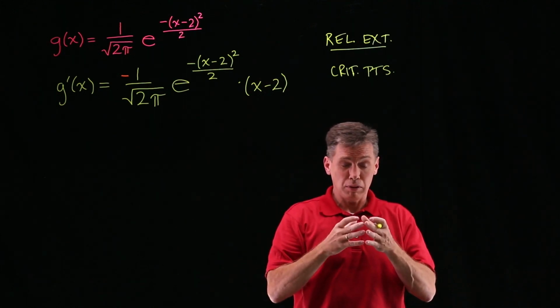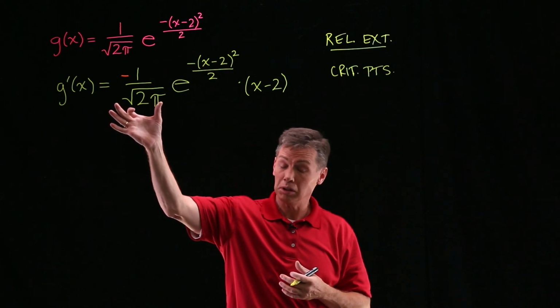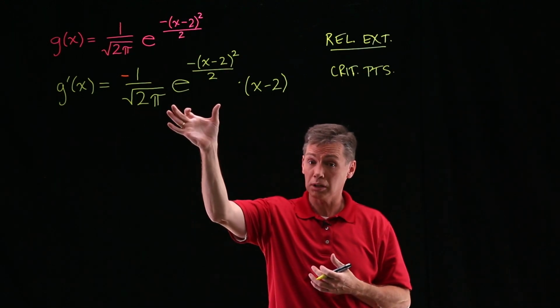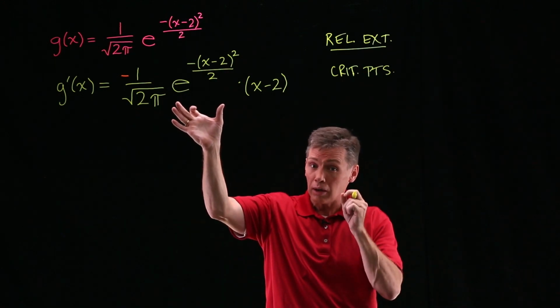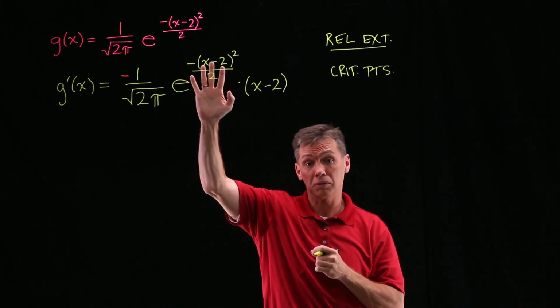Next thought is the derivative equaling 0. I'm going to go through my chunks again. The constant's never going to equal 0. The second chunk is an exponential. That also will never equal 0. Okay, so that's not going to give me any critical points right now.